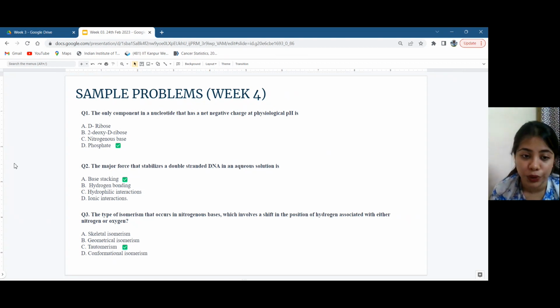So that was question number 2. Then the third question talks about the type of isomerism that occurs in nitrogenous bases that involves a shift in the position of hydrogen associated with either nitrogen or oxygen. Here we have skeletal isomerism, geometrical isomerism, tautomerism, and conformational isomerism. So this is also a fairly direct question. If you've gone through the lectures of week 4, I'm sure you have.